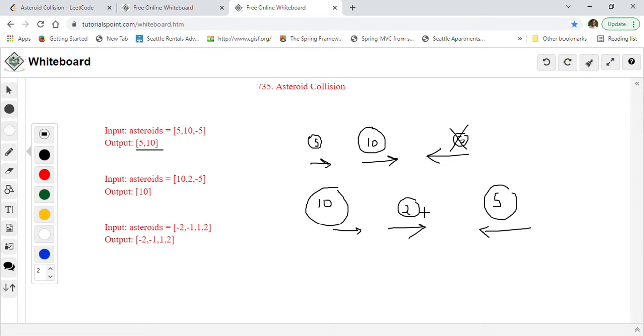Now the first collision will occur between 2 and 5. This one will collide with each other.